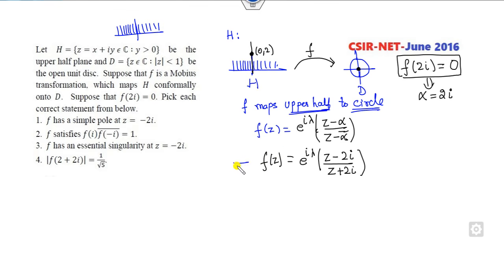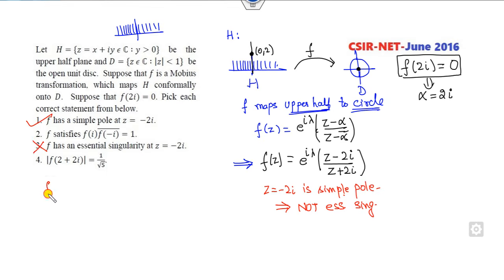Now we get a map. Once we get a map, now it's very easy. F is a simple pole. It clearly says Z is equal to 2 iota. Z is 2 iota is my simple pole. Fine, so the first option is correct. Once it's a simple pole, what does it mean? It is not an essential singularity because it is a simple pole. So the third option is cancelled.